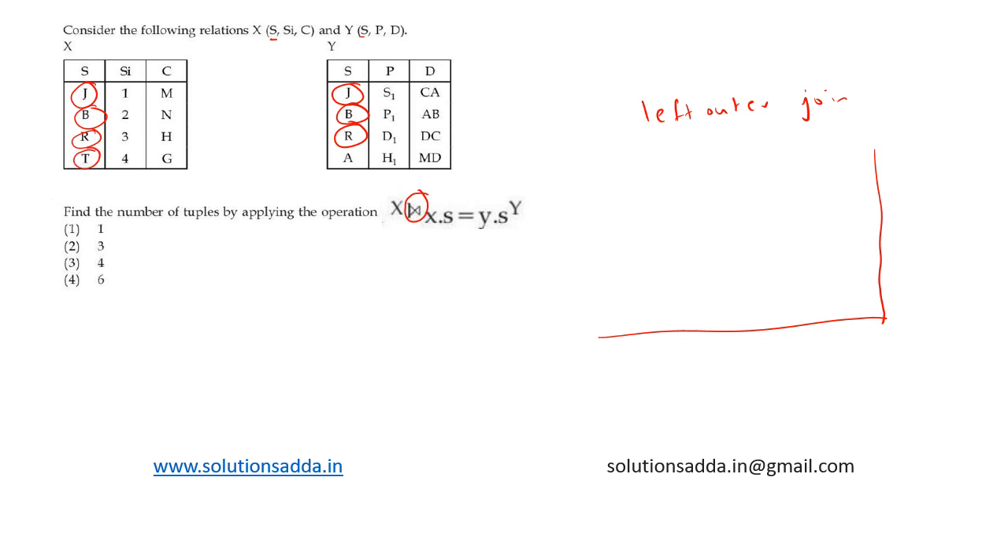So there is no need to even completely draw the table. We'll know that 4 rows will be returned. So the correct option is option 3. 4 will be the right answer here.